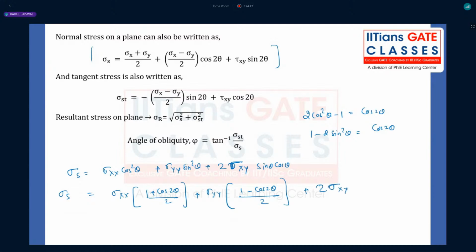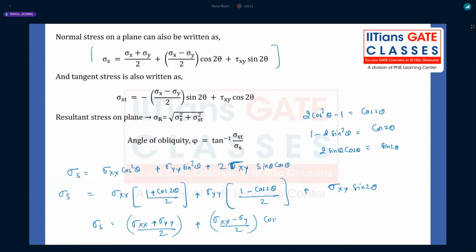For sigma xy, we know the formula: 2 sin theta cos theta will be sin 2 theta. So that can be written directly. Here sigma s can be written, if you just combine, as sigma xx plus sigma yy by 2, plus sigma xx minus sigma yy by 2 whole into cos 2 theta, plus sigma xy into sin 2 theta. And that is the formula you are getting.